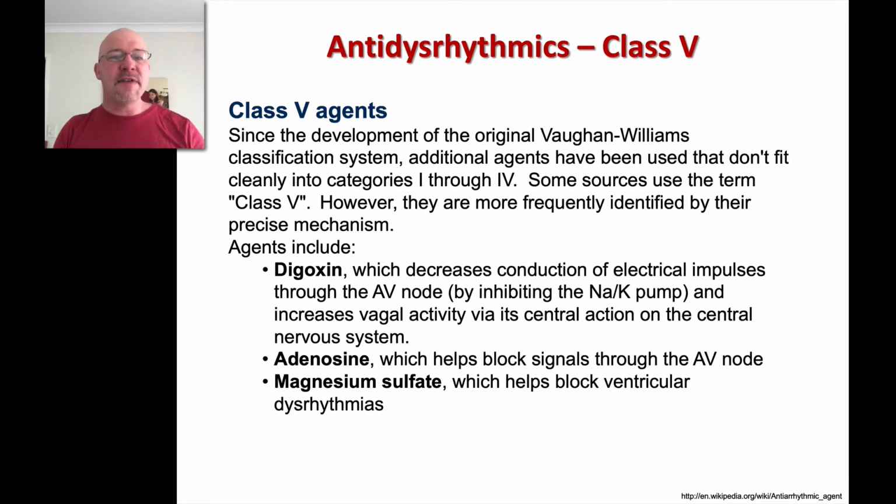So class 5 agents are some of the other ones that we carry that just don't fit into the Vaughan Williams classification. We added them on. Digoxin is a big one, and digoxin isn't one that paramedics carry, but it's one that paramedics see an awful lot. You will see patients on digoxin, like all the time.